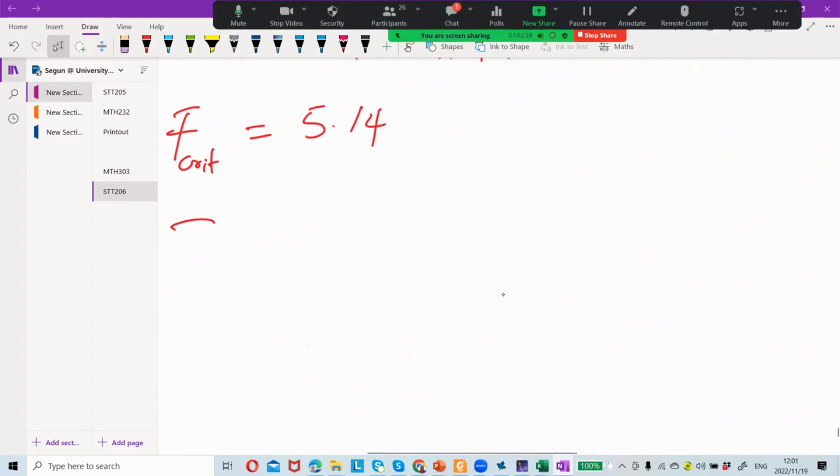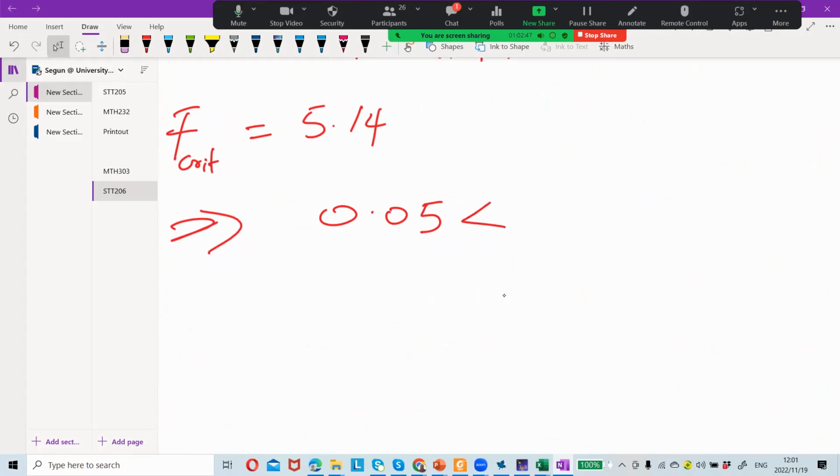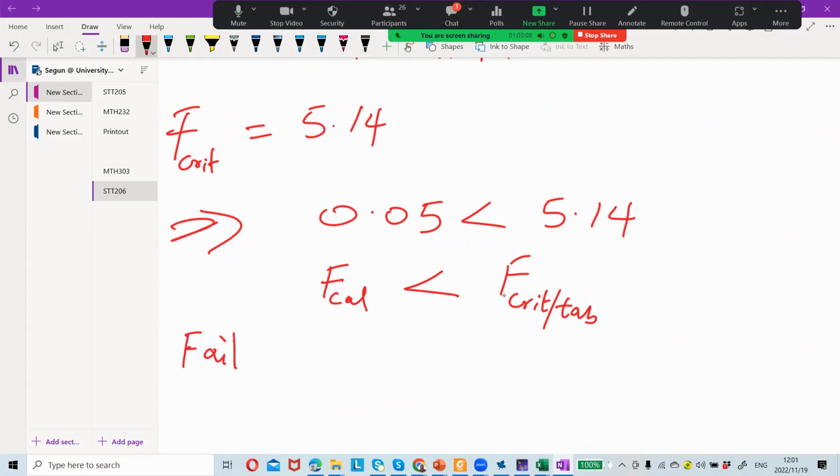So the final answer will now be 0.05 is less than 5.14. That is, F calculated is less than F critical or F tabulated. So what do we need to do? It will fail, and we fail to reject the null hypothesis.